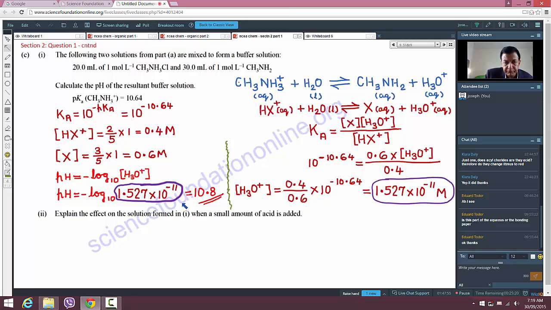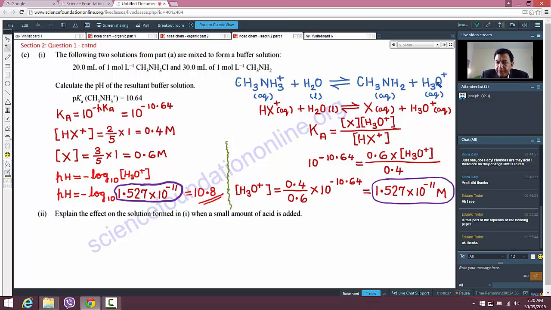Then we'll look at part 2 of this. Explain the effect on the solution formed in 1 when a small amount of acid is added. Small amount is the important word, because buffer solutions cannot resist pH changes to unlimited additions of acids or base, strong acid or base. But if you add a small amount of it, the buffering action minimizes the pH change.